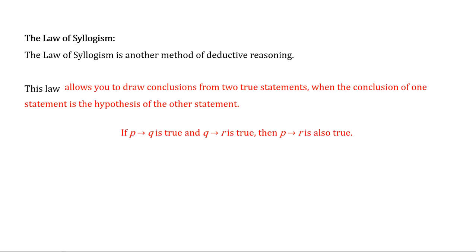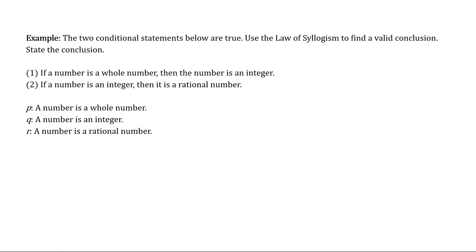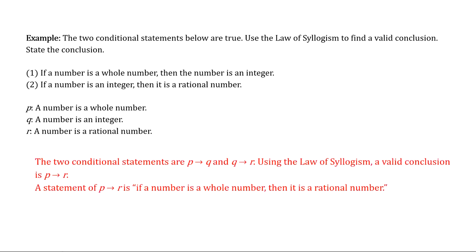Let me show you an example that kind of makes sense of that. If a number is a whole number, then the number is an integer. If a number is an integer, then it is a rational number. So we see that the number is an integer is in both of our conditional statements. In one, it's the conclusion, and in one, it's our hypothesis. So we have P, Q, and R as our three different statements. Based on what we've been told with the law of syllogism, that if P then Q and Q then R, we can say that if P then R. So then we can say if a number is a whole number, then it is a rational number. That makes sense from all the information that we've seen.